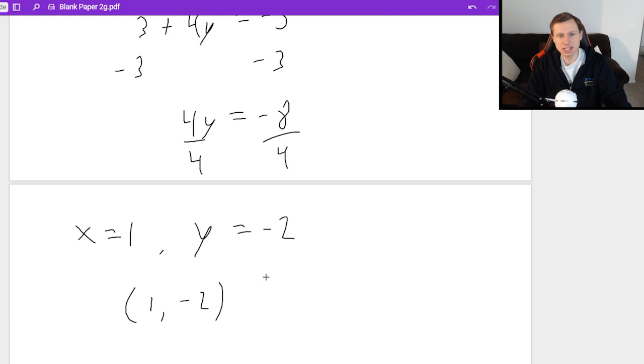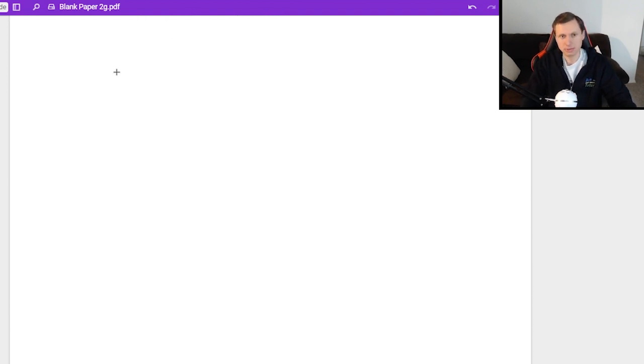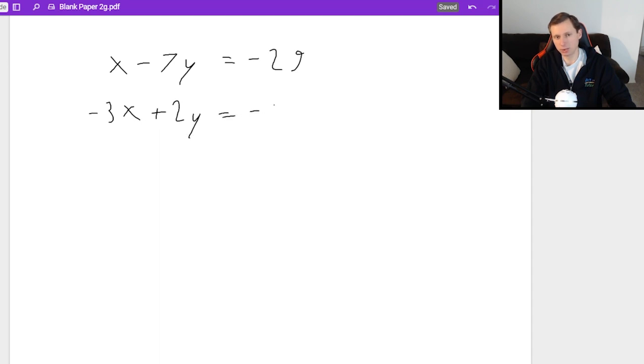So that's the easy kind of problem. Now with the next couple we'll look at, they will be harder. Let's say for the next one, I have x minus 7y equals negative 29, and for the second equation, negative 3x plus 2y equals negative 8. Now as we can see here, if you add these up together, nothing cancels. The x doesn't cancel, the y doesn't cancel. So there's nothing we can do, and we can give up. Thank you all for watching. This is the end of the video.